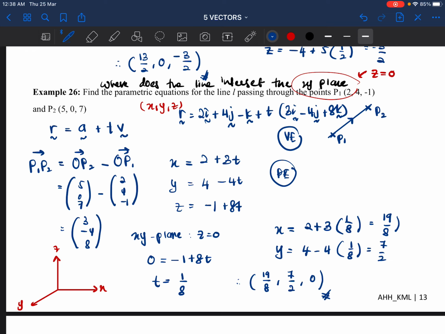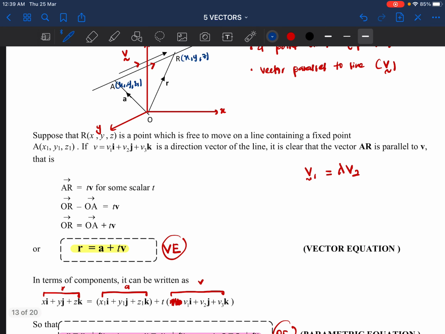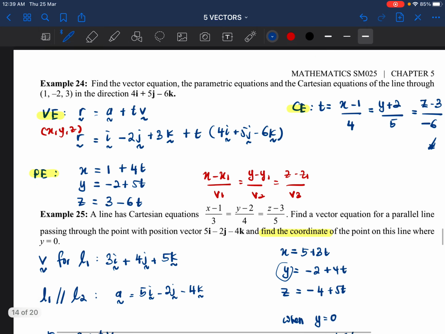Okay, so that is the first part of our application, which is the equation of line. So when I ask what the equation of line is, you can answer directly: R equals A plus TV. This we call our equation of line. To be more specific, that is your vector equation.